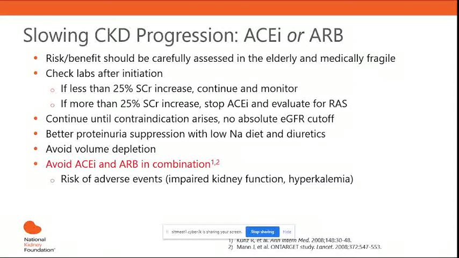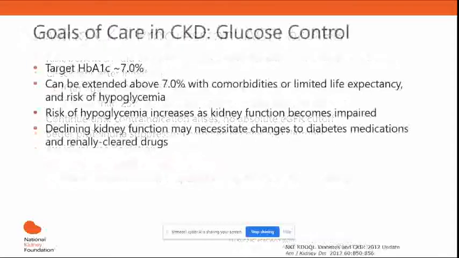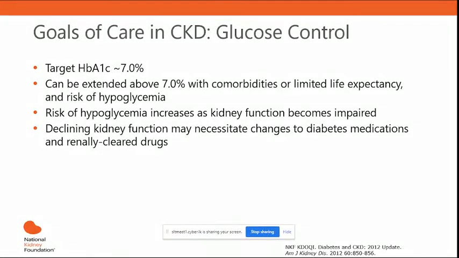However, we should avoid volume depletion, because when a patient is on an ACE inhibitor or ARB and has volume depletion, there is a risk of developing AKI. And we should avoid combining an ACE inhibitor and ARB, because there are increased adverse events like impaired kidney function and hyperkalemia. So we should not combine these two agents.